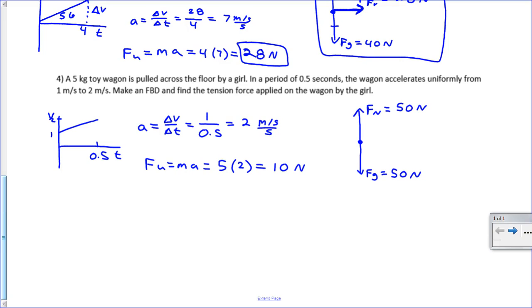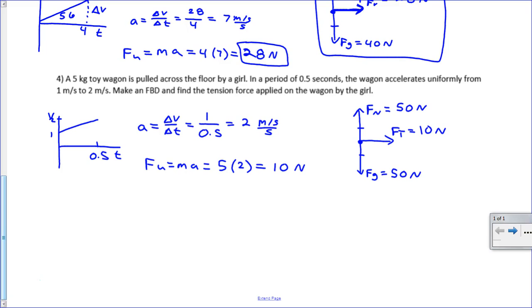And then I said there's a tension force here pulling the wagon forward, so Ft equals, and in this case, there's only one force that's unbalanced here because those two are going to cancel each other out. The normal and the gravitational will cancel each other out. And so we know that this unbalanced force is really attributable just to the tension. So this is going to be 10 newtons here as well.